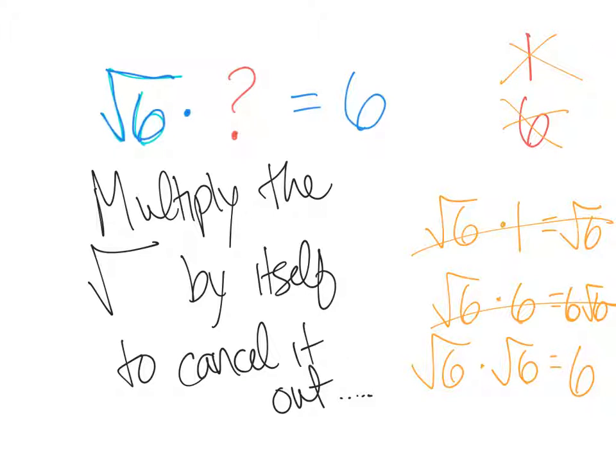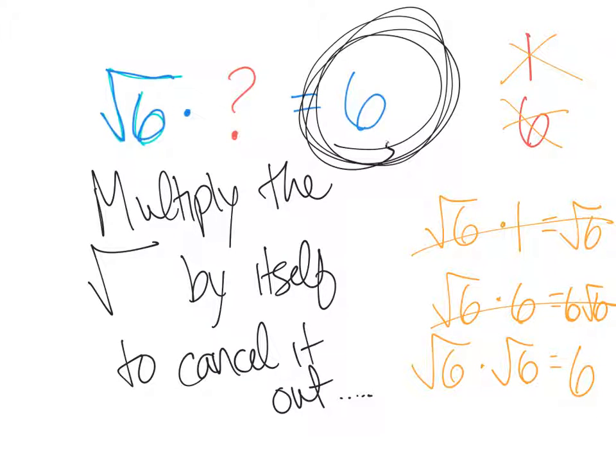Okay. So, I wrote there, multiply the square root by itself to cancel it out. That's what we're going to do a lot today. That's how we're going to get rid of a square root. Because if I want a whole number answer, just a 6, then I need to somehow cancel out this square root. And you guys just told me how. So, keep that in mind. It's on the board there. And let's do a few.